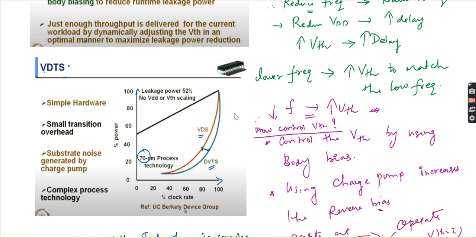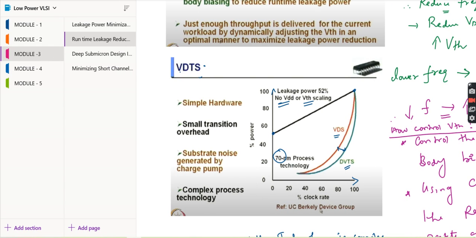But the very important thing, what about the leakage power? If there is no scaling of VDD and VTH, then as the clock rate increases, the leakage power will go up starting from here. But when you do the scaling, we get it in this way. That is what we can observe here, the runtime leakage power dissipation. These are the leakage power minimization techniques for active and idle circuits.